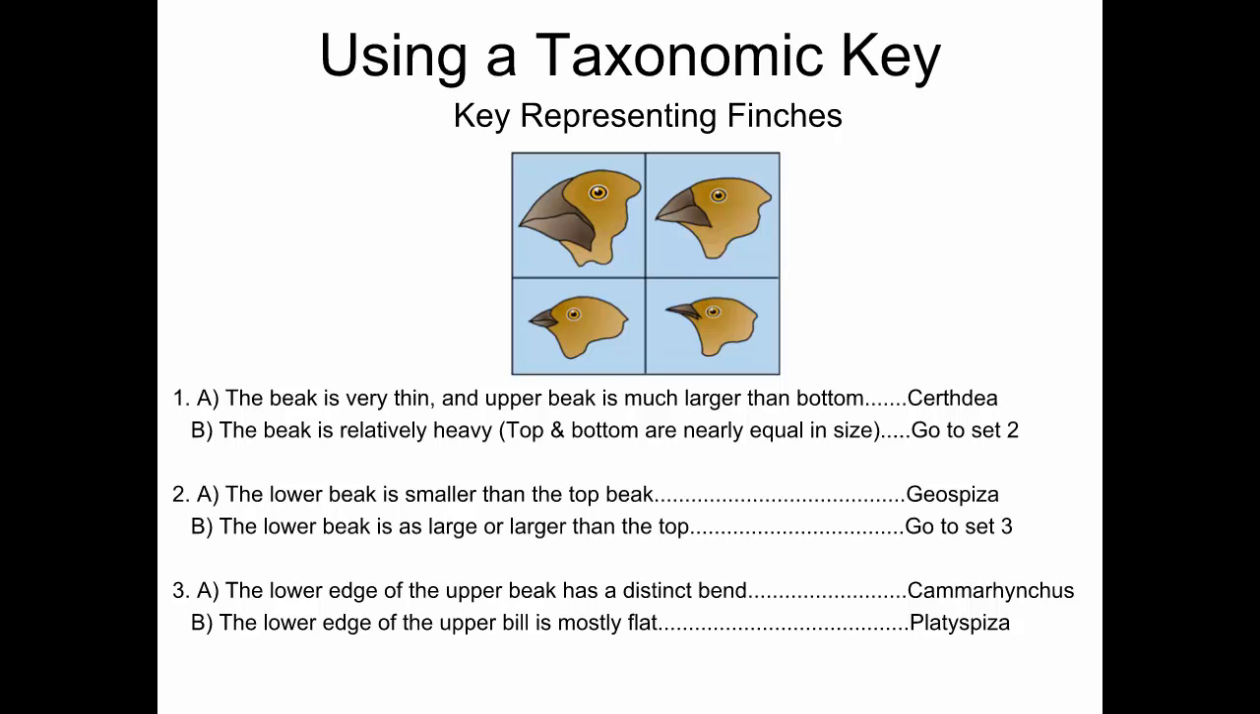Wait, which one are we trying to identify? This one. Oh, what'd you say? I say that one's not even the actual beak. Yes. The beak is relatively heavy. Top and bottom are about equal. So again, we follow. It says go to set 2. Wait, do we circle this? No, because you're going to have to use it.